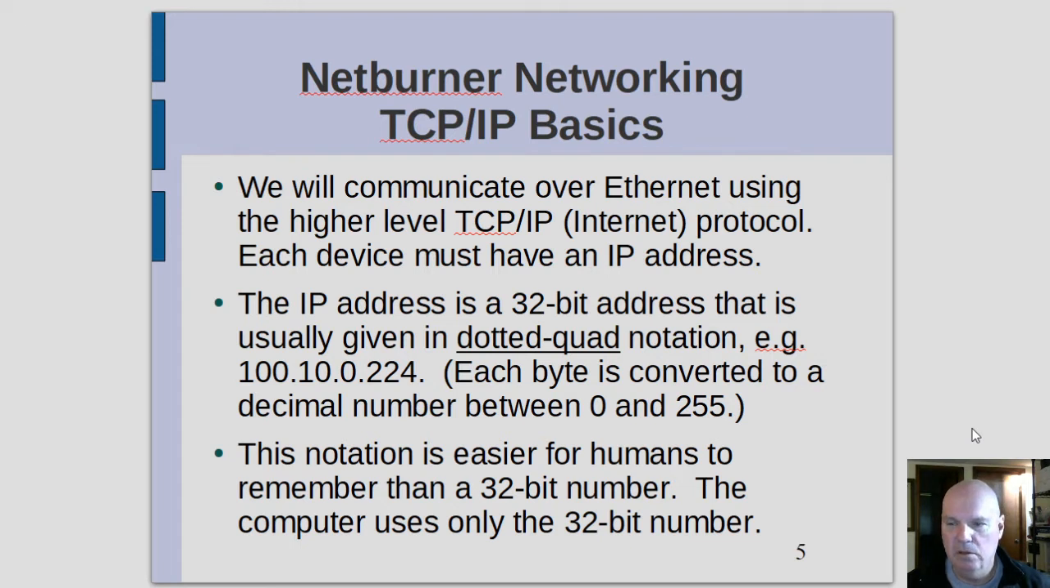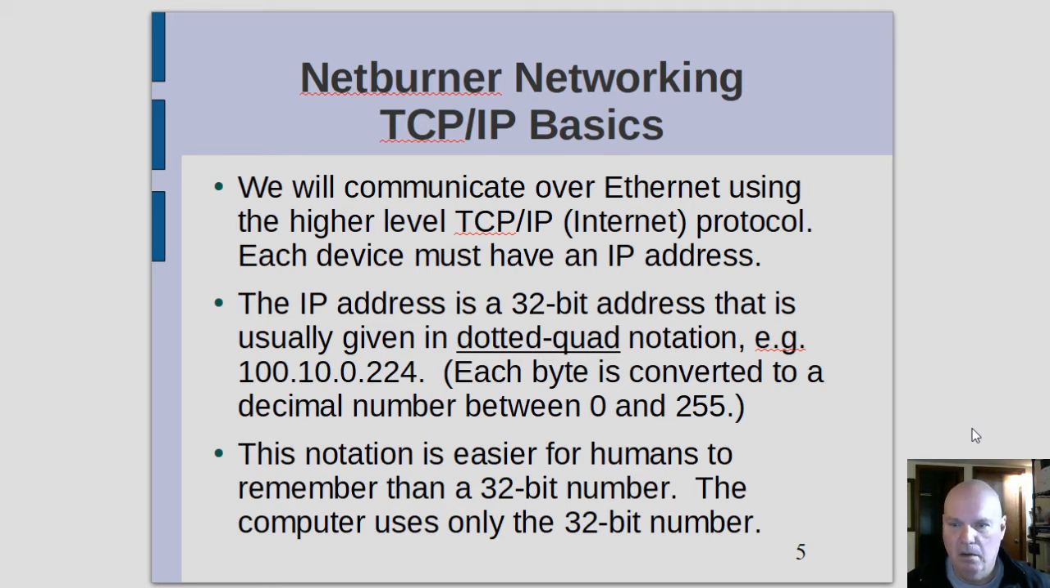Okay. So IP address, back to the main topic. The IP address is a 32-bit address, and usually instead of citing it as 32 bits in hexadecimal, or you wouldn't want to use binary. Instead, we typically refer to the IP address in dotted quad notation. So 32 bits is 4 bytes.